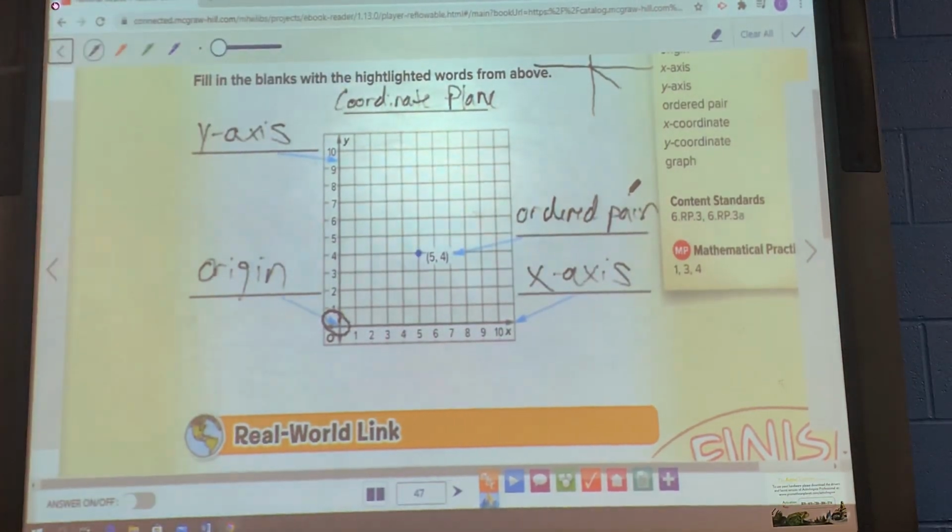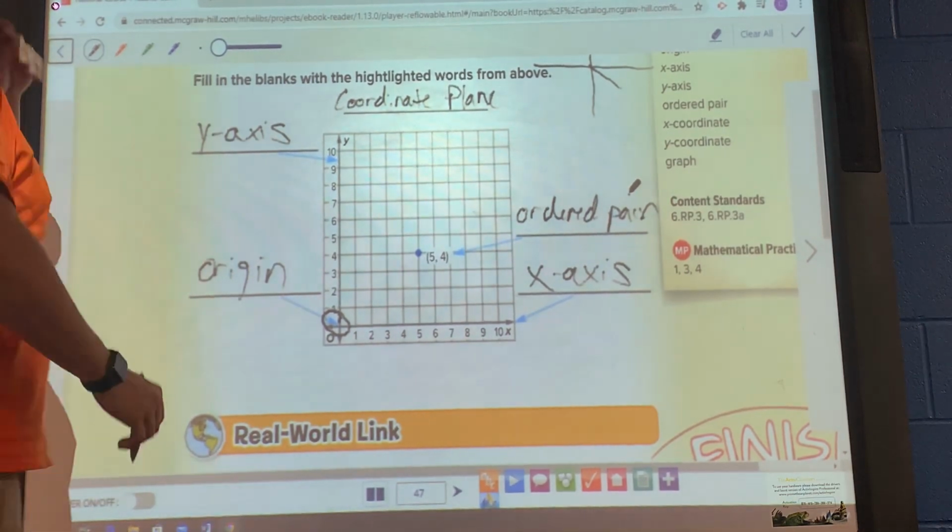So that's how those are set up. That's a coordinate plane. That's how they're labeled. That's how we're going to read them. You'll always start with the x and then work your way towards the y. So we always go left to right first, up and down next.